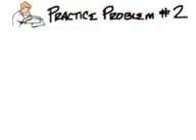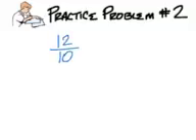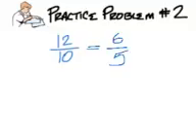Reduce this fraction. And the solution for this one, they're both even, and the highest number that goes into both of them is 2, so it should be 6 over 5.